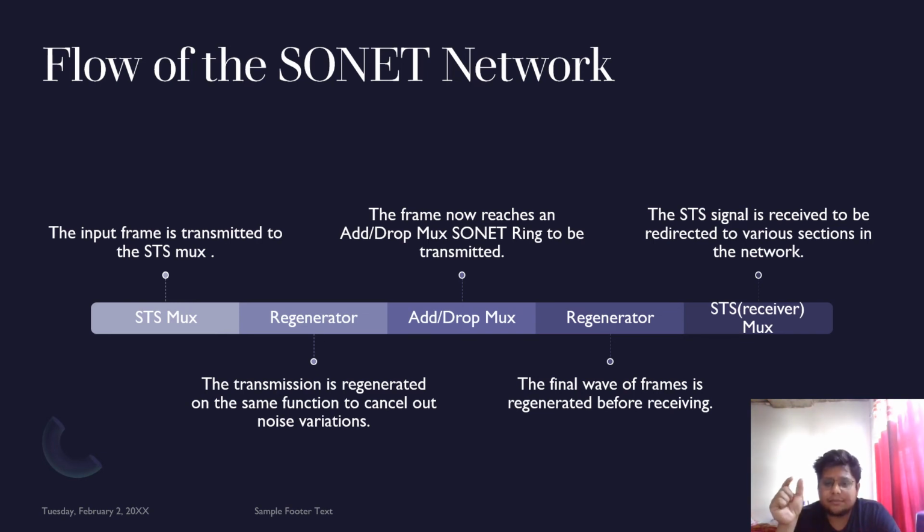This is a simple example. There's no need to have two regenerators or have any regenerator itself. The regenerators are your compatible partners. If you want to increase the transmission line, you use them. The final STS signal is received and redirected to various sections as required. That is the STS receiver mux.